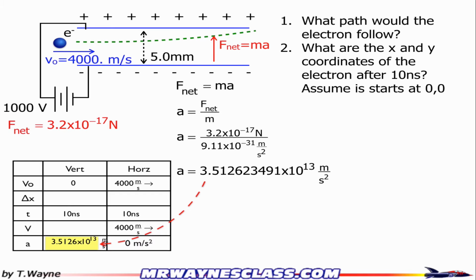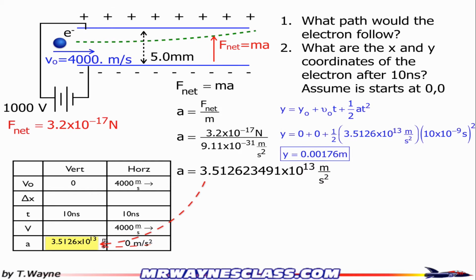Great. So now I've got to find its y position and x position. I have the initial velocity, the time, the acceleration, and I'm looking for x, or y if you want to use those variables. So I'm going to use y equals y naught plus v naught t plus 1/2 a t squared, using the 3.51 times 10 to the 13 as the acceleration, and the time 10 times 10 to the negative 9 squared. That gives me a y position of 0.00176 meters.